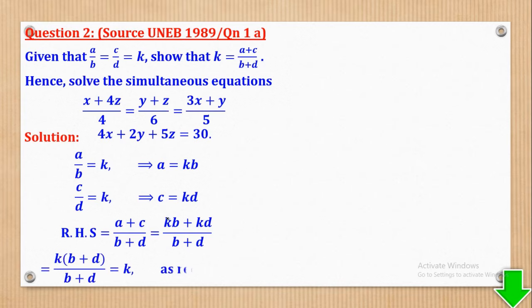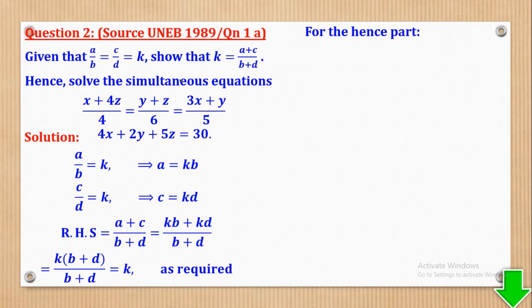You realize that in this numerator, K is common, so you pull it out and in the bracket remain with B plus D. Then when you compare the numerator with the denominator, you realize that B plus D and B plus D can cancel, and you remain with only K. So in that case, this has been shown. So for showing, nowadays they no longer restrict, you can either start from this side or this side. So you have chosen to start from the right hand side.